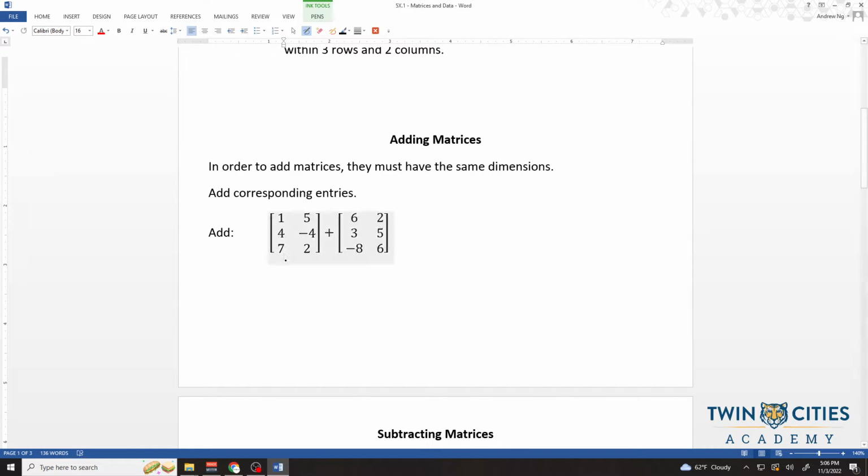So when I look at this here, this is a 3 by 2. There's 3 rows by 2 columns, and this is another 3 by 2. There are 3 rows by 2 columns. And if they are exactly the same dimensions, then you're just going to add the corresponding entries. In other words, what we're going to do here is this top left number and this top left number, we're just going to add those together, 1 plus 6.